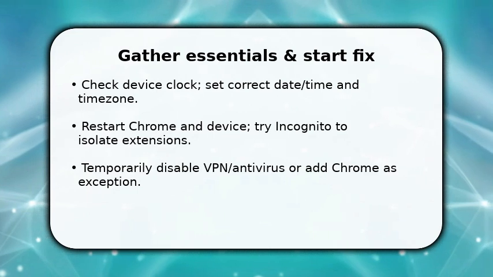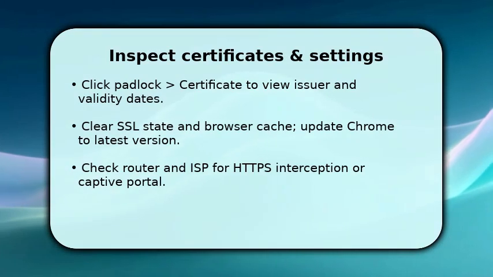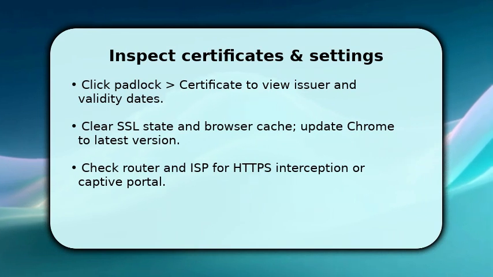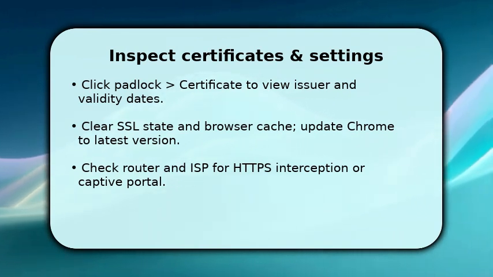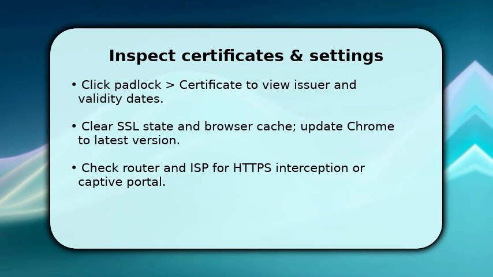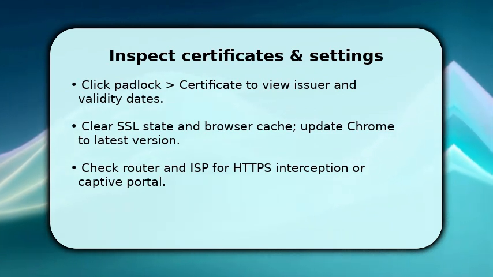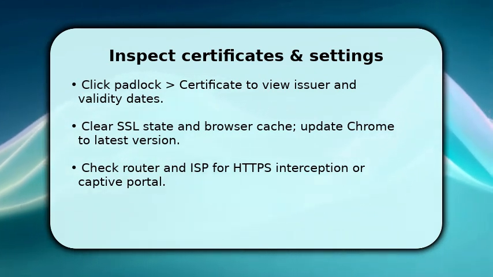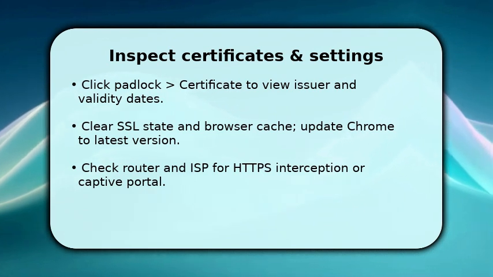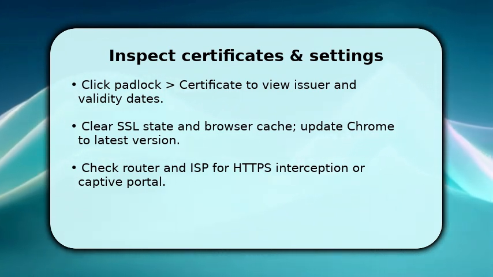Make sure to document changes, so now you examine the certificate chain and Chrome's handling of SSL. Click the padlock, view the certificate issuer and expiration. If it's untrusted or mismatched, that explains the error. Clear the SSL state in System Settings and empty Chrome's cache, then update Chrome so known bugs are patched.